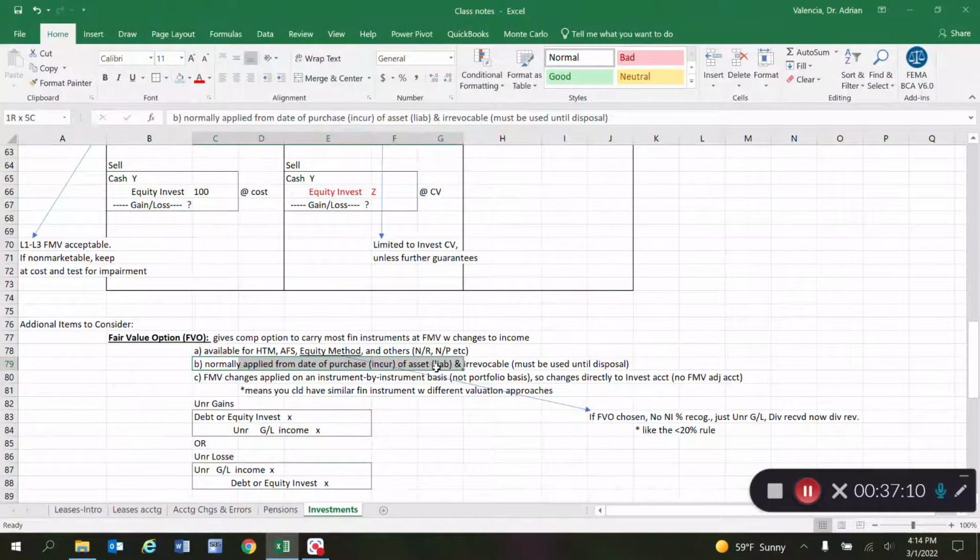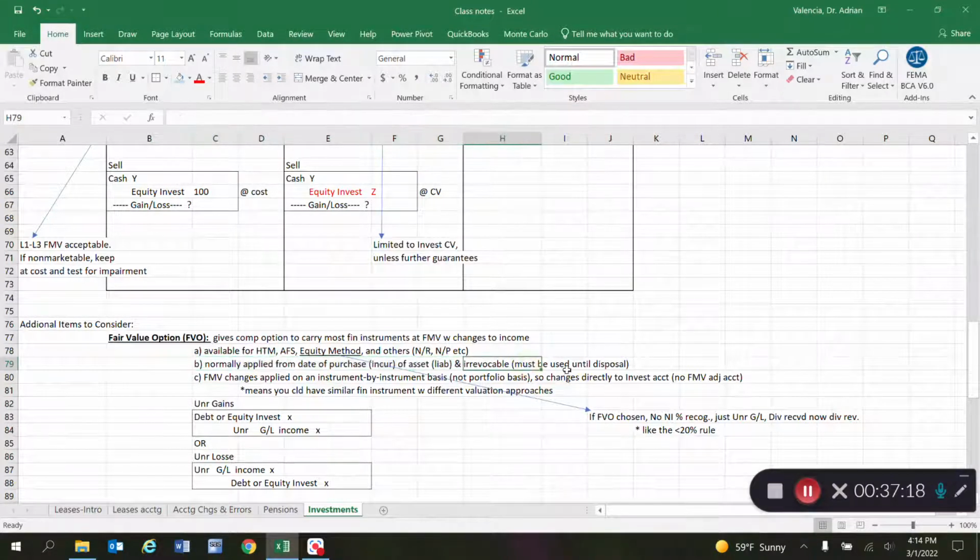And then the other thing that makes it tricky is that you cannot go back. It's irrevocable. So you must continue using the fair value option until you dispose of that particular instrument, whatever that may be, any of these.